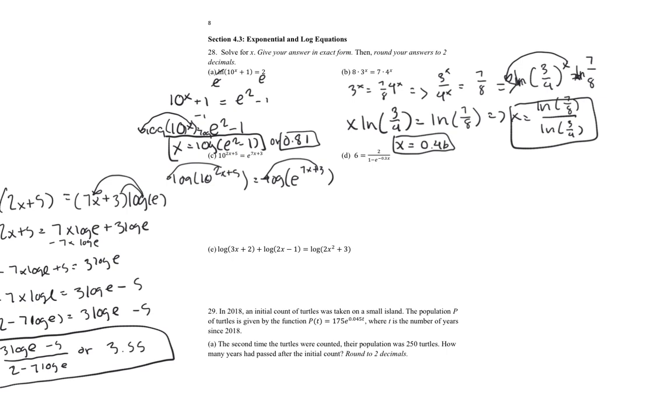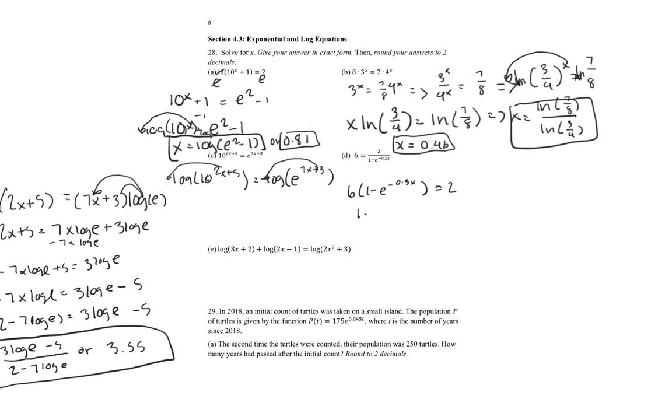All right, so for part D, we have 6 is equal to 2 divided by 1 minus e to the negative 0.3x. The first step we can do is take this whole term out of the denominator because we don't want x in the denominator. So we can rewrite that and say 6 times 1 minus e to the negative 0.3x is equal to 2. And then we can divide by 6 on both sides.